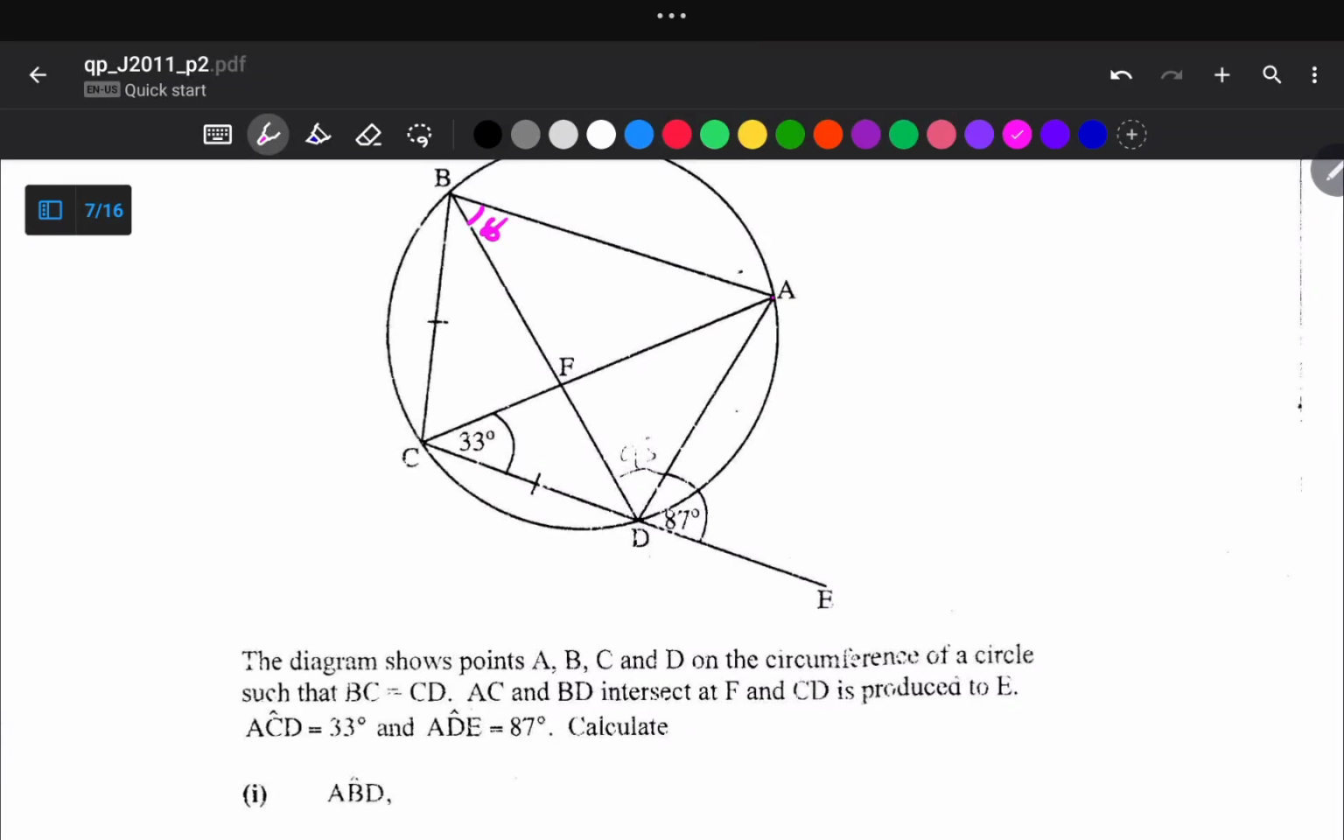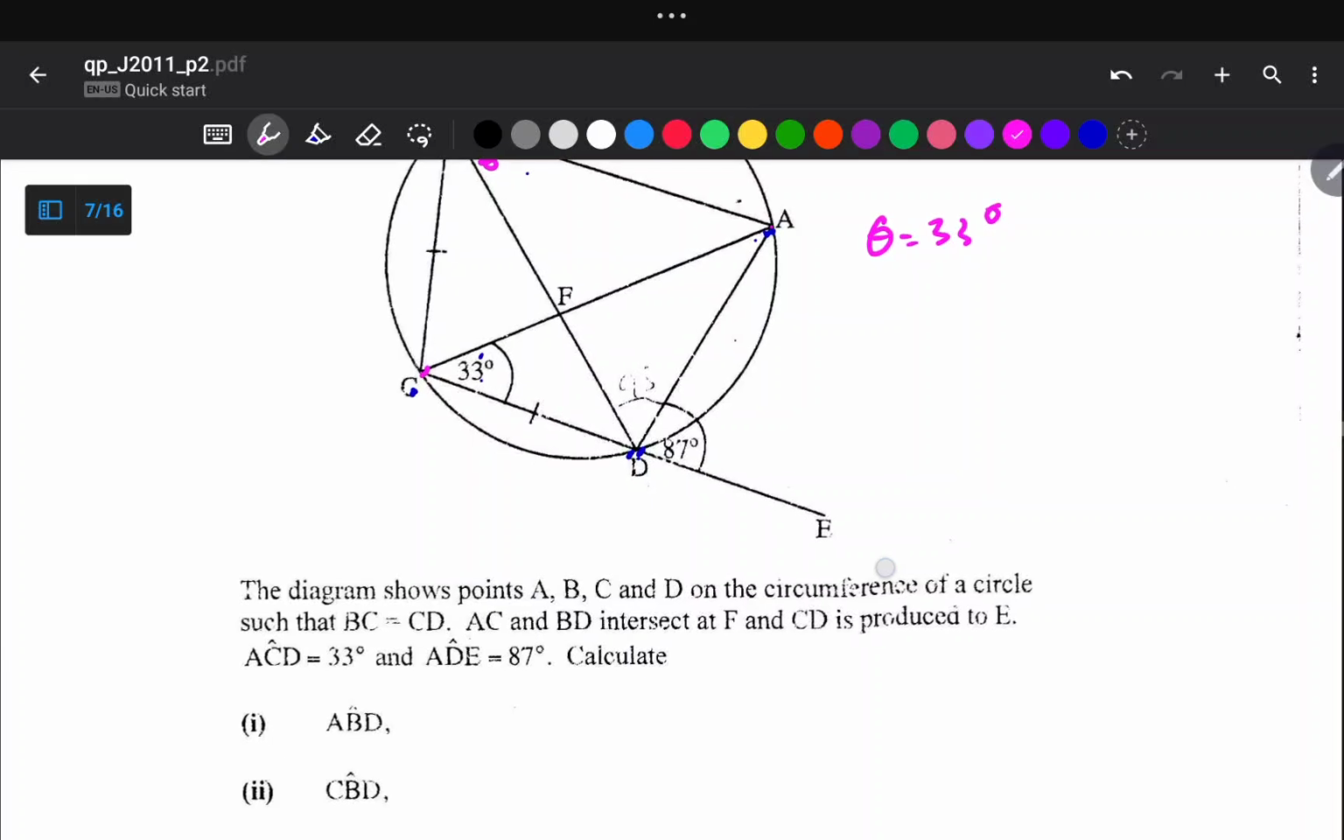So for us to calculate this angle, we have this chord BC, and this chord here is called CD, and this chord here is equal to DA. As you can see, these two angles are subtended by this same chord DA, so these two angles are equal. So theta is equal to 33 degrees because they are subtended by the same chord DA. So ABD is equal to 33 degrees.